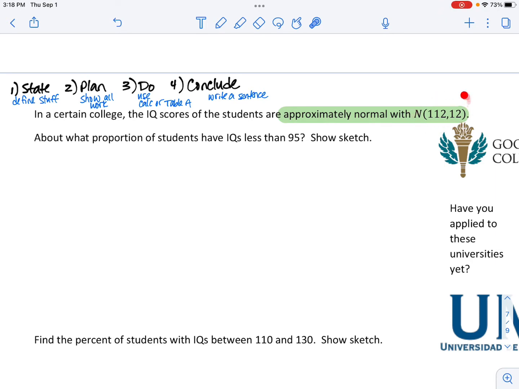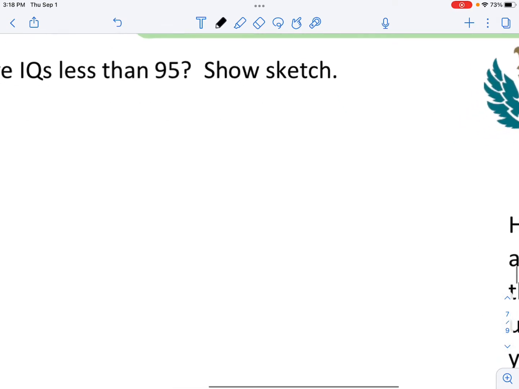This is symbolic notation. It tells us approximately normal. This is the mean. This is the standard deviation. And question number 1 says, about what proportion of students have IQs less than 95? So step 1 is always show a sketch.